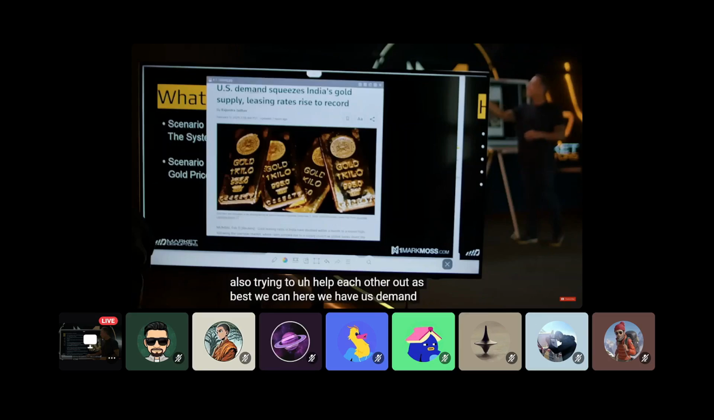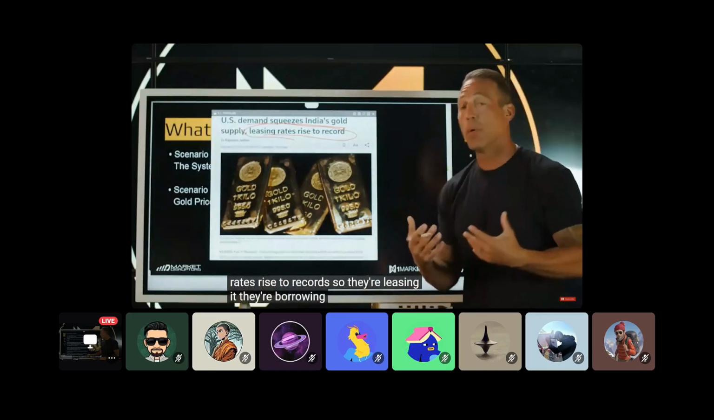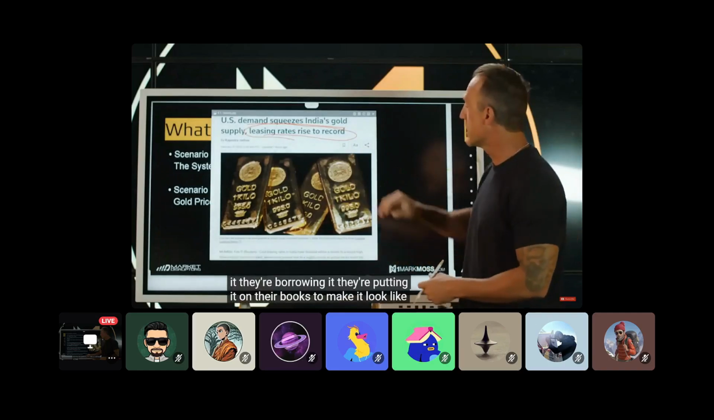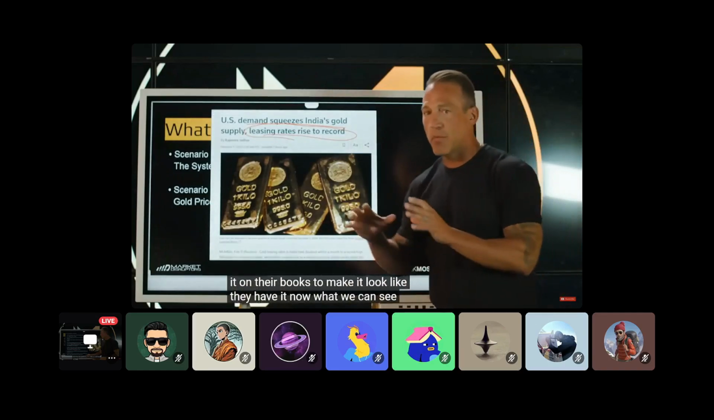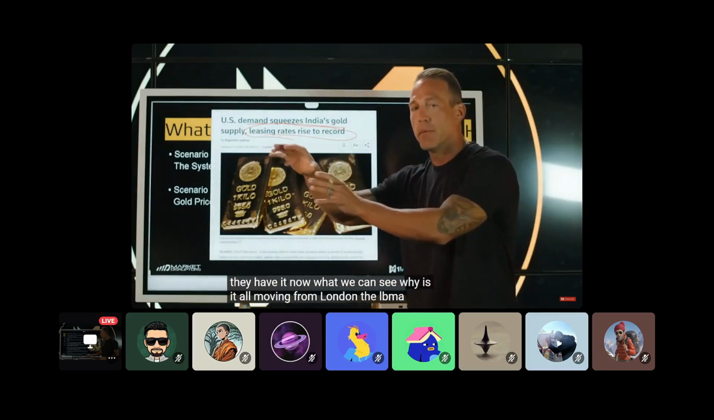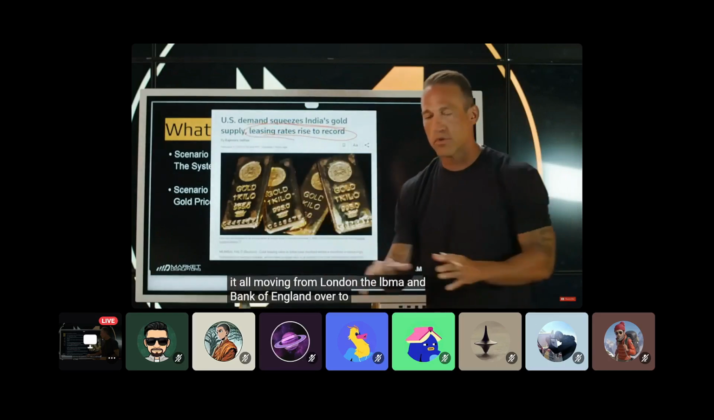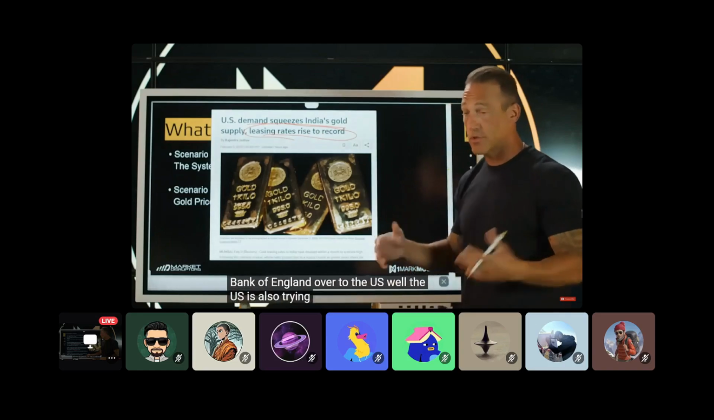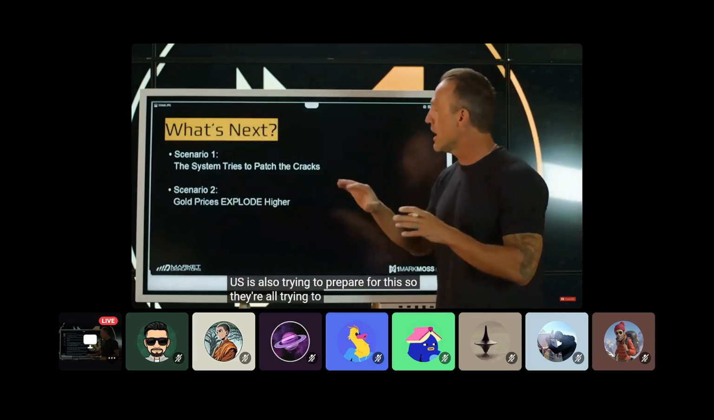Here we have U.S. demand squeezes India's gold supply. Leasing rates rise to records. So they're leasing it, they're borrowing it, they're putting it on their books to make it look like they have it. Now, what we can see, why is it all moving from London, the LBMA and Bank of England, over to the U.S.? Well, the U.S. is also trying to prepare for this. So they're all trying to patch the cracks.